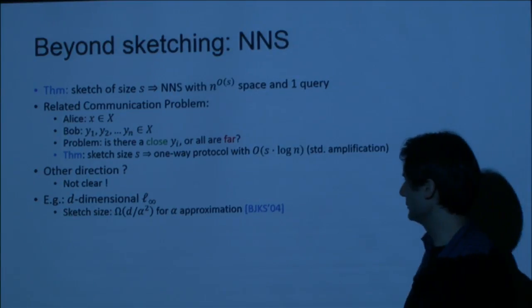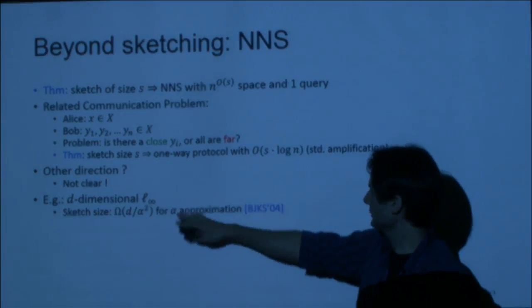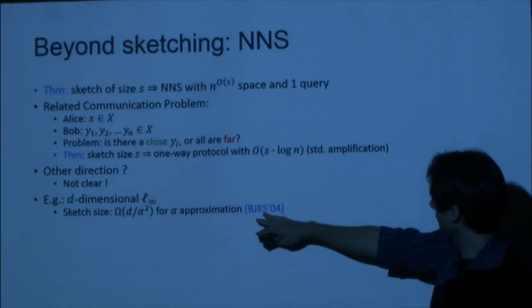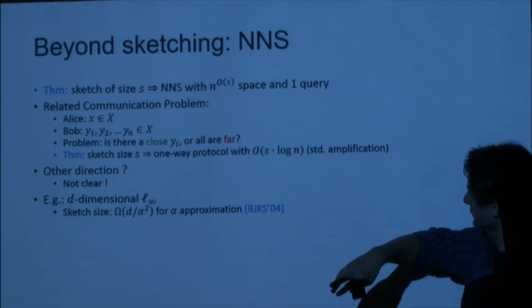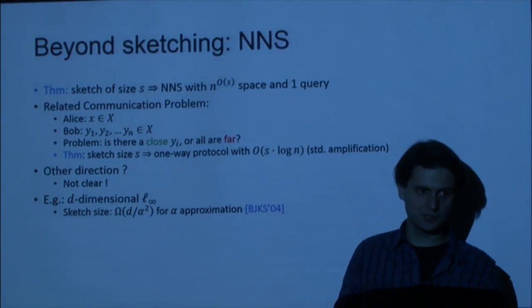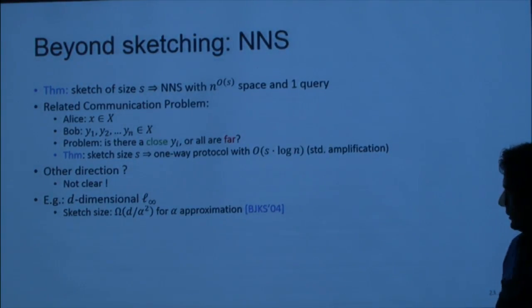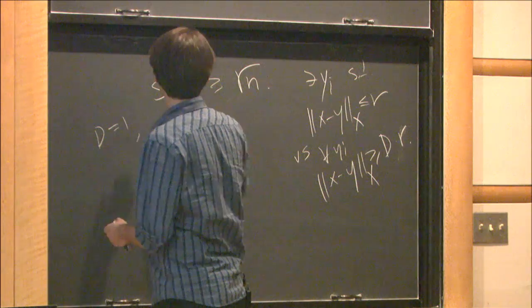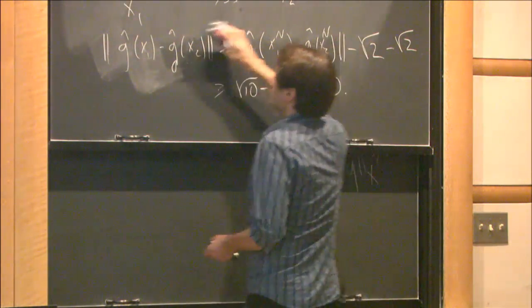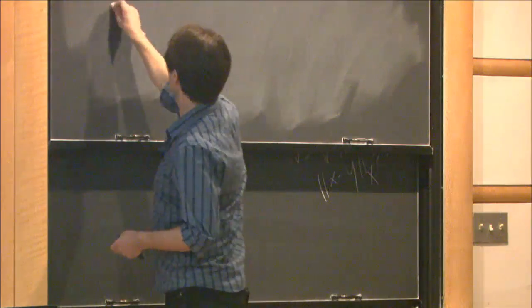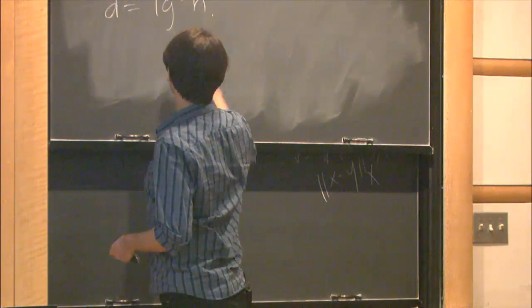So let's consider the d-dimensional L infinity case. For d-dimensional L infinity, the standard theorem by Bar-Yossef, Jayram, Kumar, Sivakumar is that for alpha approximation, the sketch size is d divided by alpha squared. And you can think about the relation between d and n, just to give you a point of reference. You can think about d as being equal to log squared n, let's say.